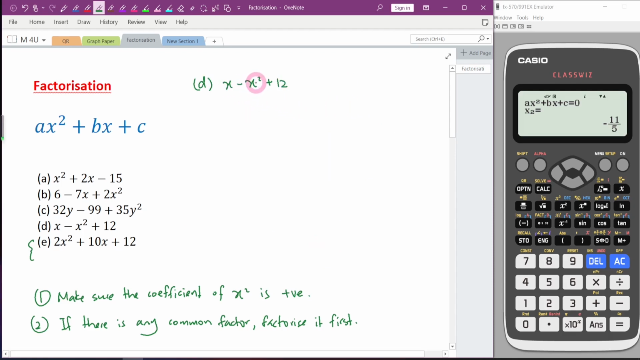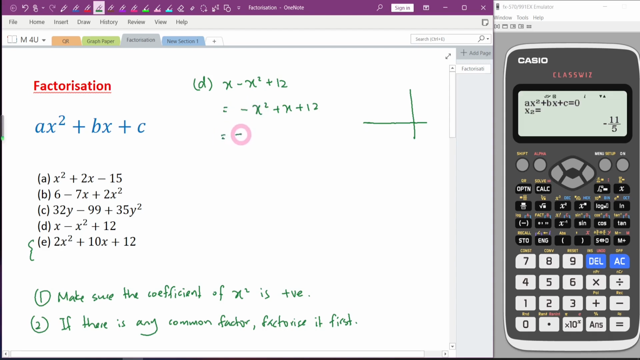x squared minus x minus x squared plus 12. So I'm going to rearrange the terms first. Negative x squared plus x plus 12. Before I show you how we use the calculator, let me do it manually first. Use this method. Draw a cross first. Okay, so personally, I will suggest the student to make the coefficient of x squared become positive first. So how do we make it become positive?